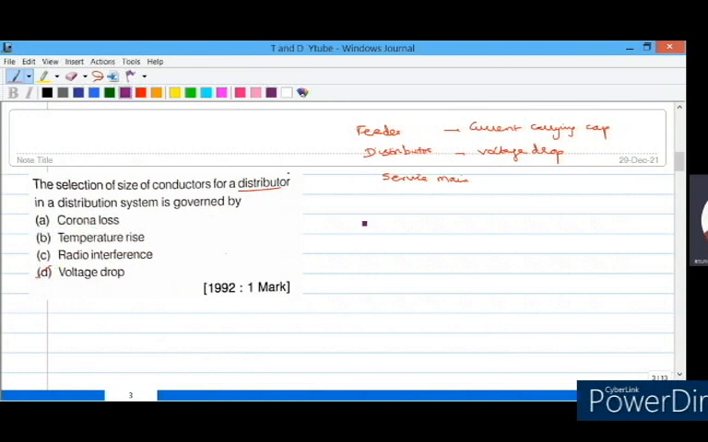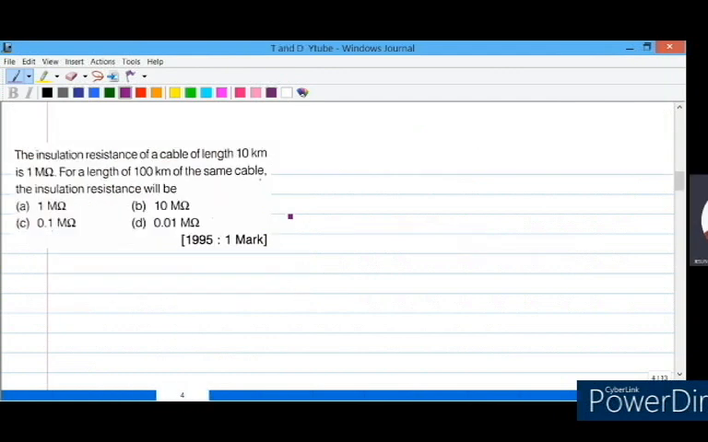At the same time, for a transmission system, the selection of size of conductors is based upon corona loss. Here they have asked only distribution system, so we have chosen the answer is voltage drop. Next question. The insulation resistance of a cable of length 10 km is 1 mega ohm. For length of 100 km of the same cable, the insulation resistance is.